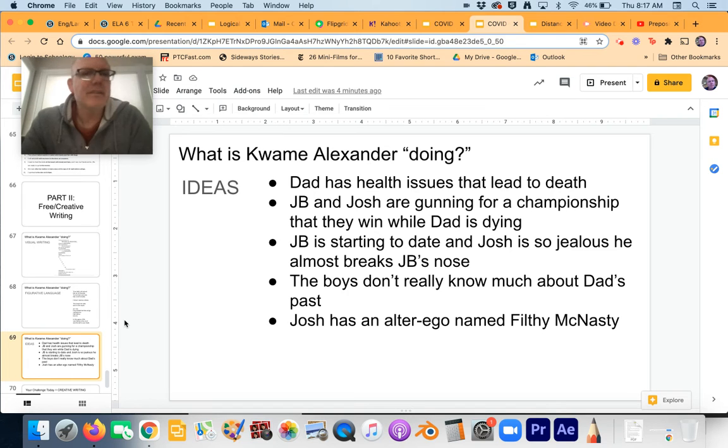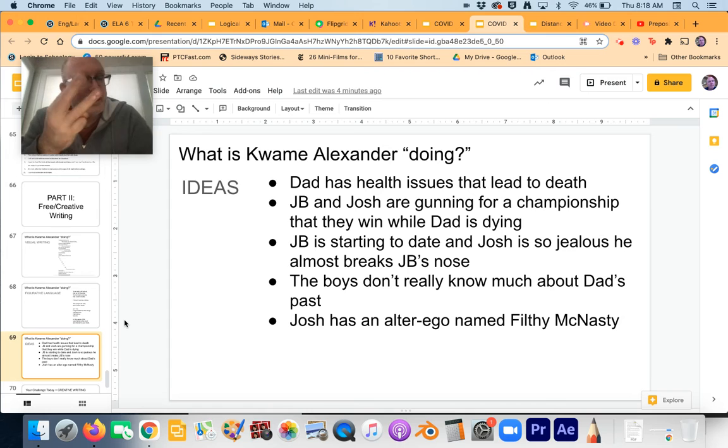And then ideas. This is a little deeper, but if you think about it, there's a lot going on in this book, right? Of all the stories that we are reading, this 196 page poem or collection of poems, we have a story of dad's health issues that lead to death. That's a huge story that carries throughout. JB and Josh are gunning for a championship that they win. So there's also this story going on while dad's health is going on. JB and Josh are trying to win a championship. That's always there. Three, JB's starting to date, and Josh is so jealous he almost breaks JB's nose.